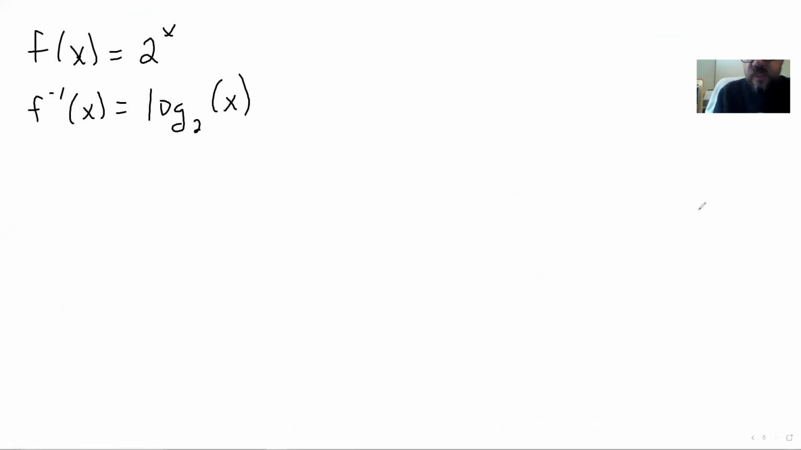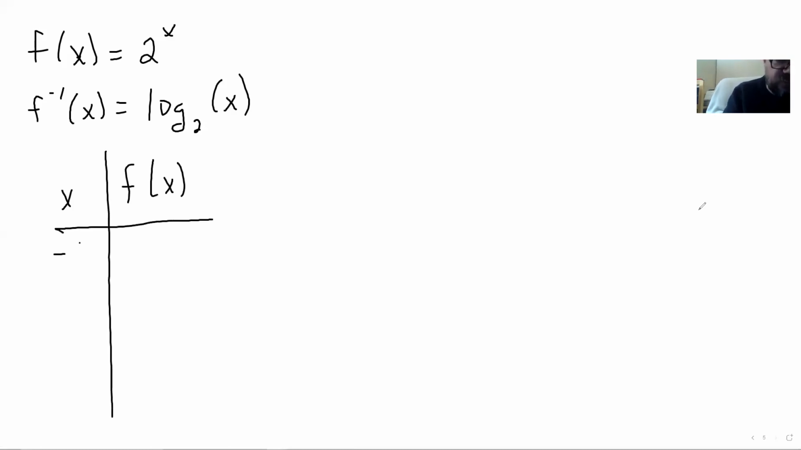And so generating a table of values for log base 2 of x is not trivial, right? That would be some work at least. However, generating a table of values for f of x is actually pretty easy. I'm going to do my usual -2, -1, 0, 1, 2. And as usual, I'm going to start with 0. If I put 0 into f of x, 2 to the 0 is 1.